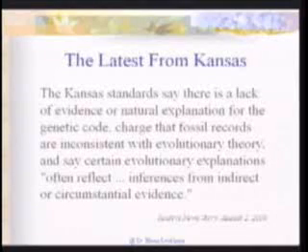Kansas, there are a lot of controversies in the state of Kansas, as you probably know, about what can be taught in the schools. Kansas standards say there is a lack of evidence or natural explanation for the genetic code. In other words, evolution doesn't explain the genetic code. Fossil records are inconsistent with evolutionary theory, and I'll show that tomorrow when I talk about the icons of evolution. They also say certain evolutionary explanations often reflect inferences from indirect or circumstantial evidence. In other words, they don't have the facts to support evolution, and yet evolution is still taught.